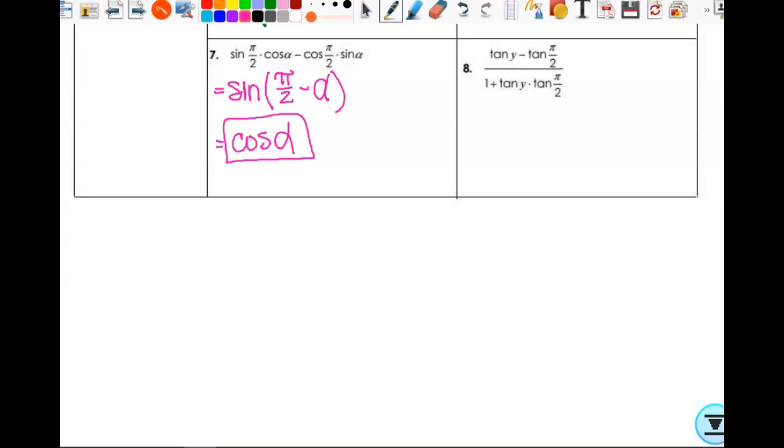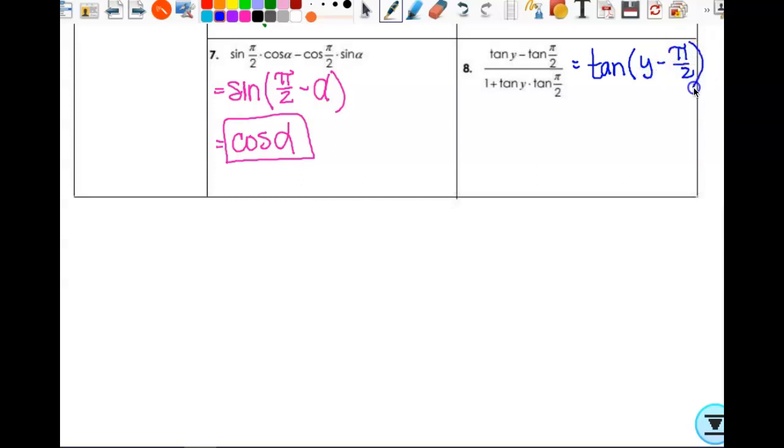What questions you got? Okay. Now look at number 8. It's tangent, right? Is it sum or difference? Difference. Okay, so then that'll give me tangent of y minus pi halves.